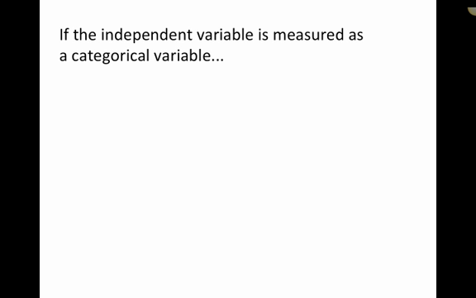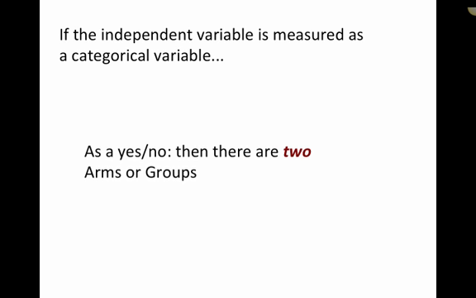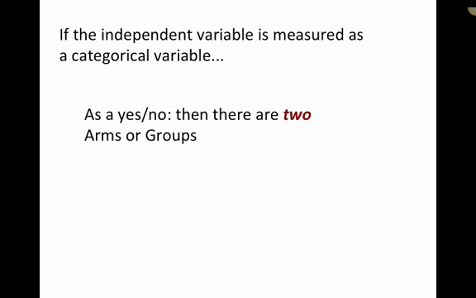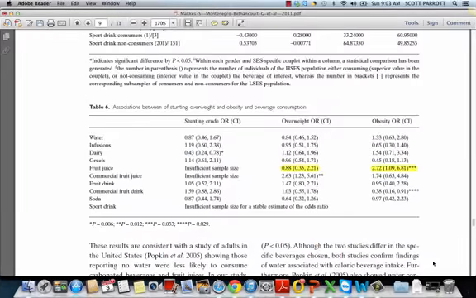Now, if the independent variable is measured as a categorical variable, say a yes-no variable, intake versus not, exposure versus not, right? Then there are two arms or groups. So here's the Mackey article that we looked at earlier. And we saw that Mackey and colleagues are reporting results on fruit juice intake here. And they're looking at the relationship between fruit juice intake and the probability or the odds ratio.